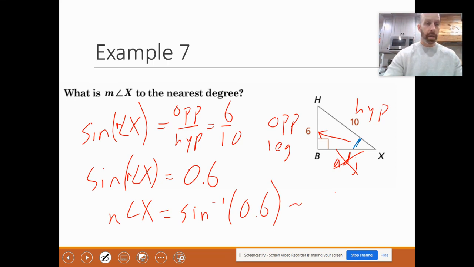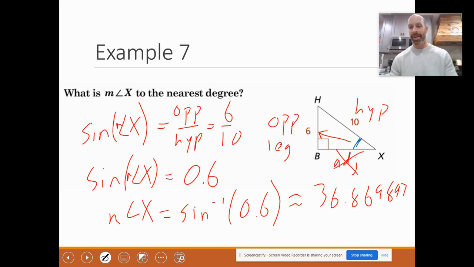And I get that it is about 36.868989, and it keeps going, but I'm going to stop there. So to the nearest degree, it's going to be 37 degrees. That is the measure of angle x.